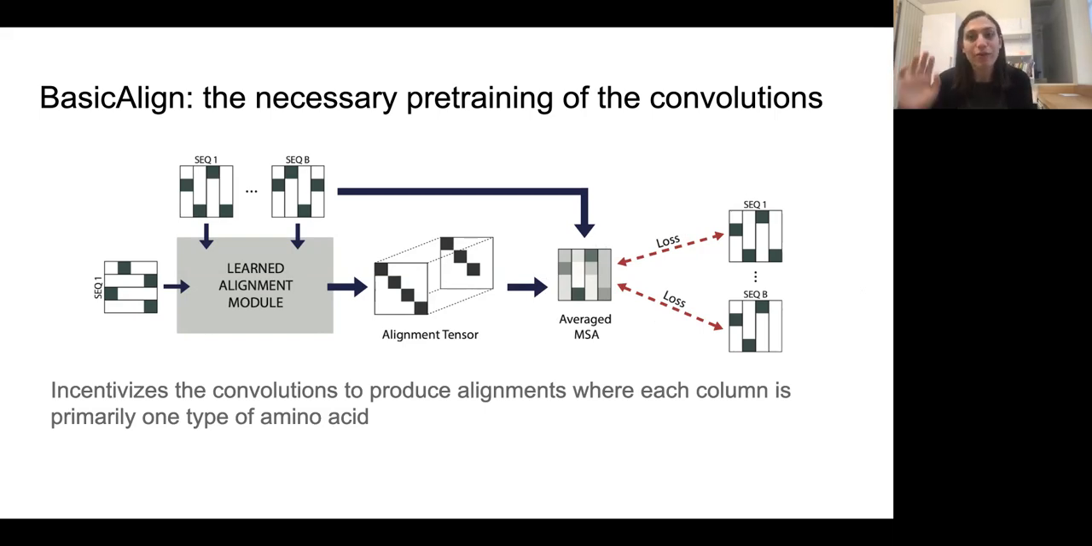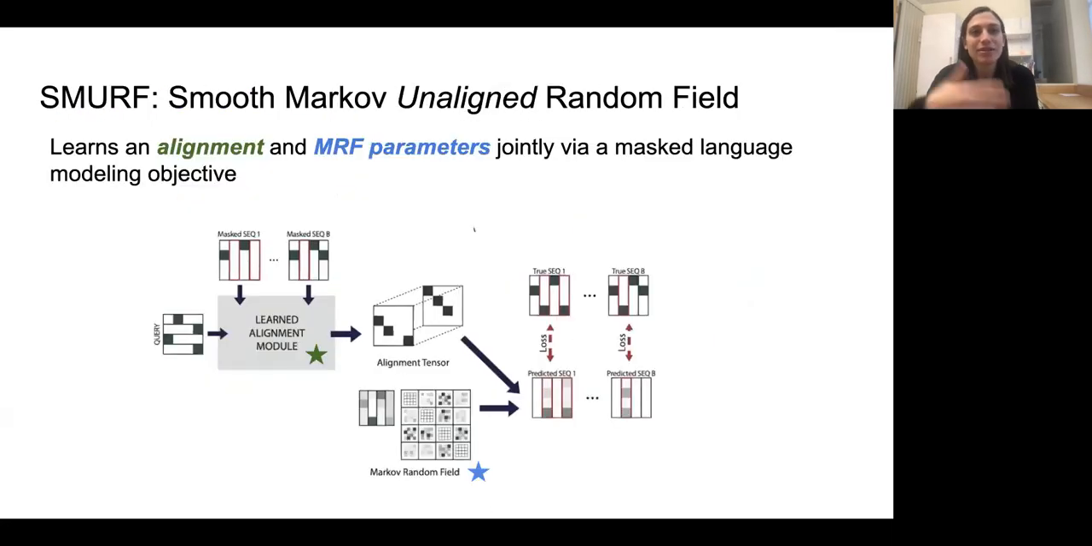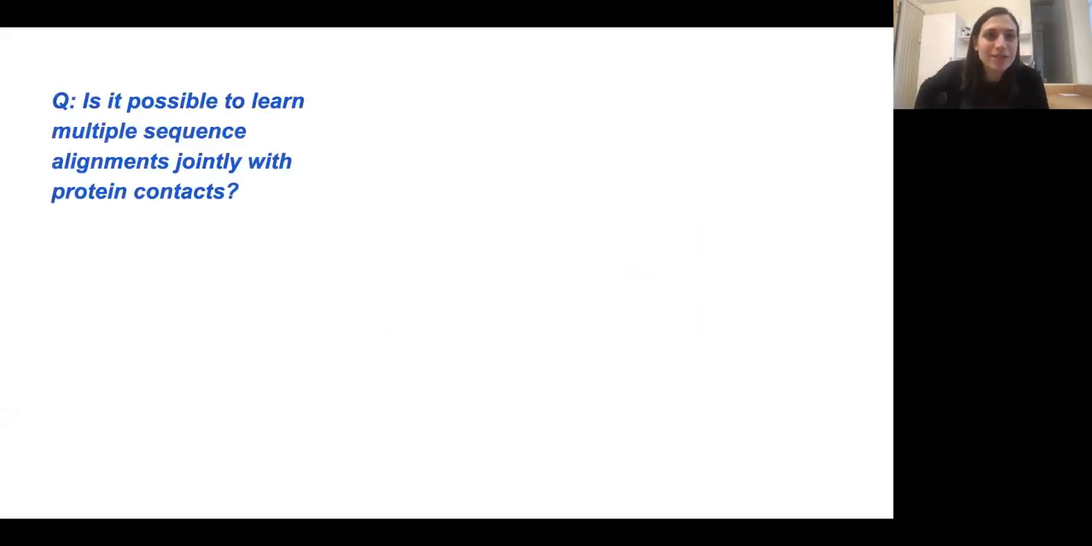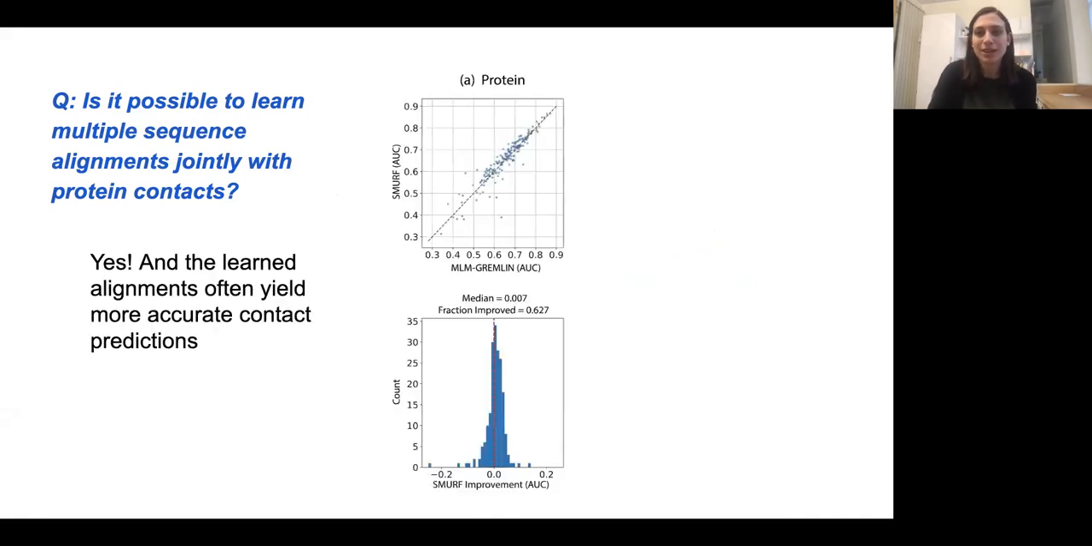So this is just a very cursory first pass to make our convolutions somewhat sensible. And then it was really in the training of the Markov random field with the alignment altogether that we were able to arrive at a much better, more refined alignment that was able to do contact prediction as well. Okay, so is it possible to learn multiple sequence alignments jointly with protein context? As I've definitely alluded to, yes.